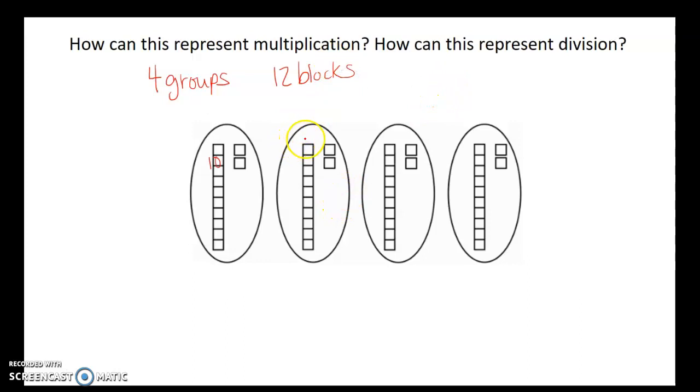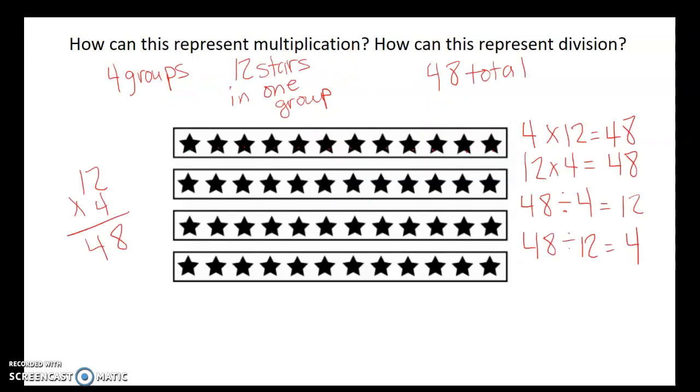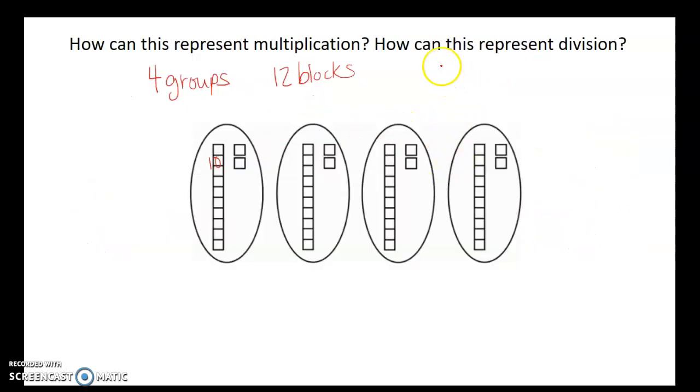So that's the same problem that we did. Let's see if I can go backwards. On this page, we had 4 and 12. So this is the exact same problem. That means I have 48 total. These are easier to count though. I could say 10, 20, 30, 40, 41, 42, 43, 44, 45, 46, 47, 48. These are easier to count, so base 10 blocks are easier than the actual stars.